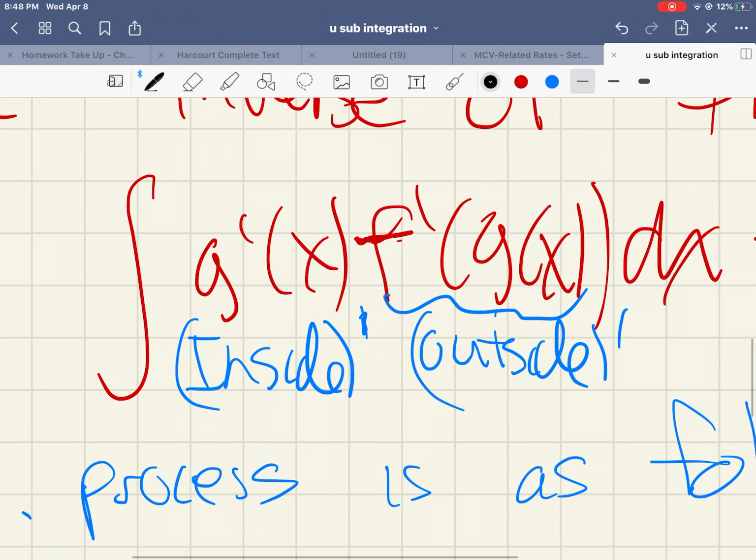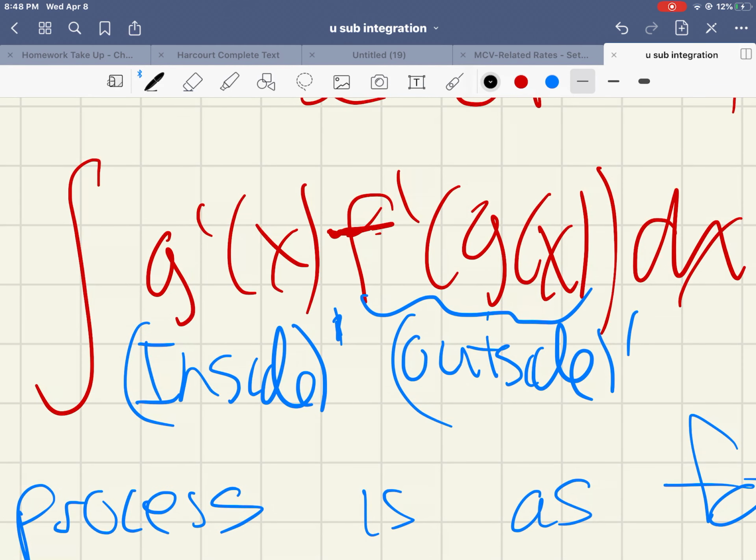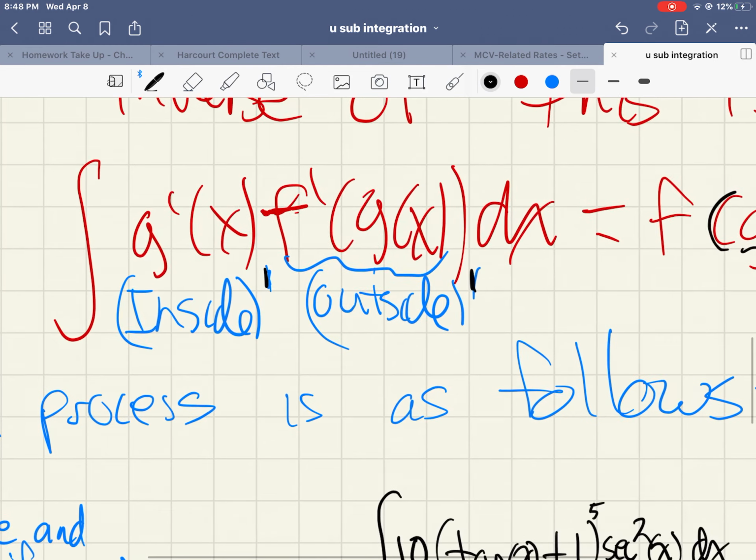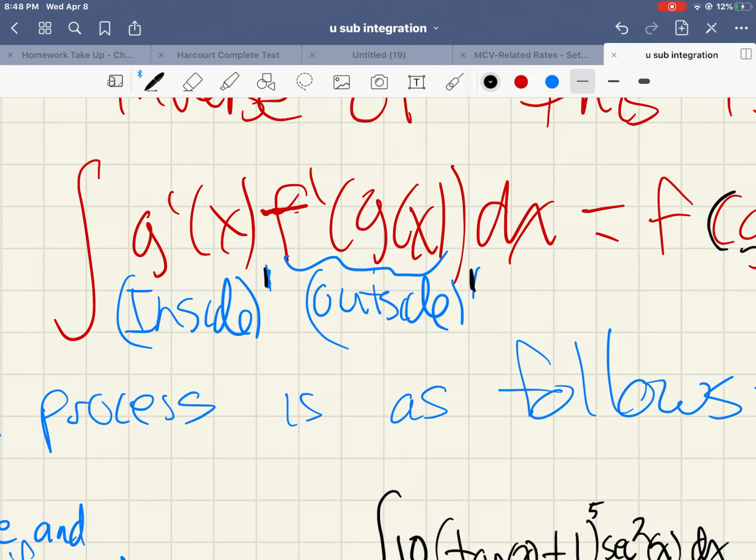So what happens if I get an integral that looks like this, where I see that I have an inside derivative being multiplied by an outside derivative? Well, if I see that, then I know my answer has to just be f of g of x plus c, plus the integrating constant c, right? So there's my inside function. So I have to notice that there's an inside function and an outside function, right?